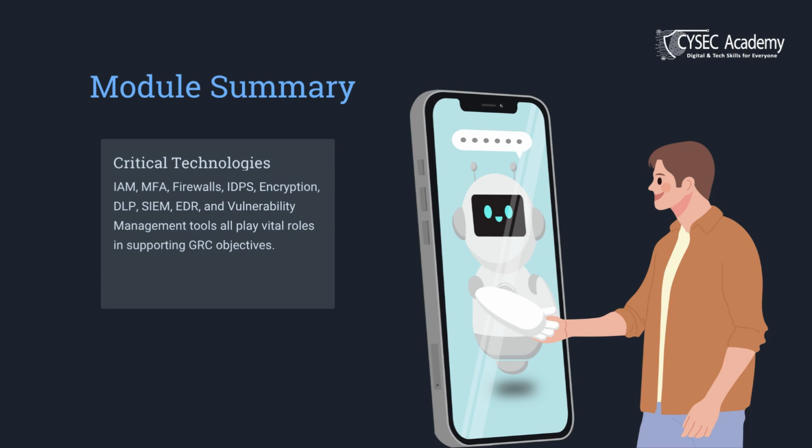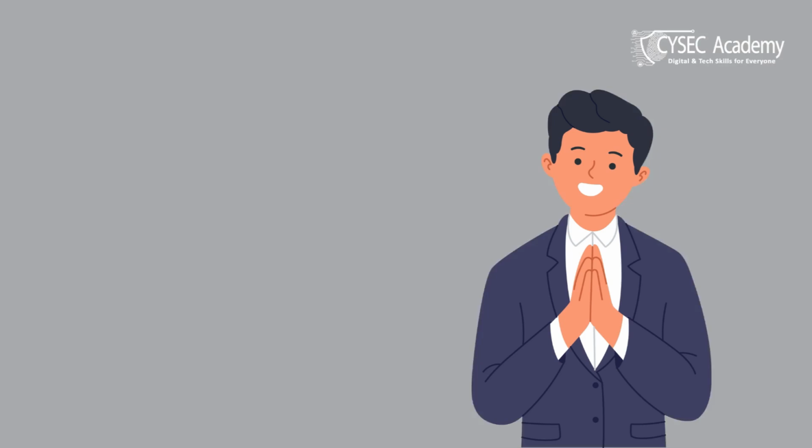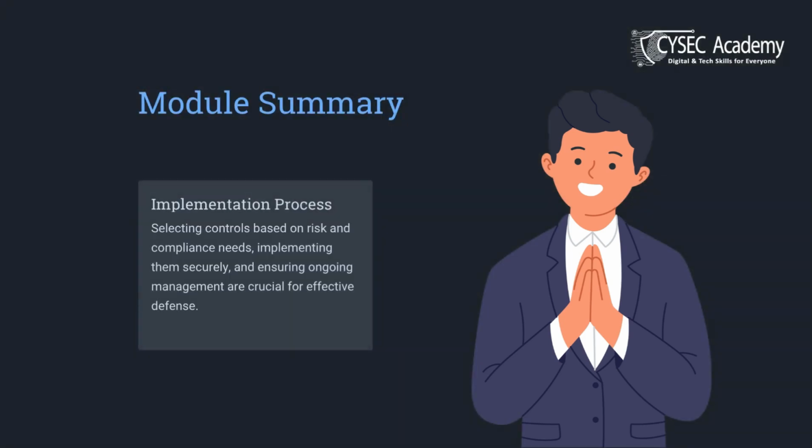For each technology, you learned its function and how it directly supports GRC objectives by enforcing policies, reducing specific risks, and helping meet compliance mandates like those under NDPA or from the CBN. Finally, you examined the crucial processes for selecting controls based on risk, compliance, frameworks, cost benefit, and context, implementing them securely, and ensuring their ongoing management and maintenance through monitoring, patching, configuration management, and regular testing.